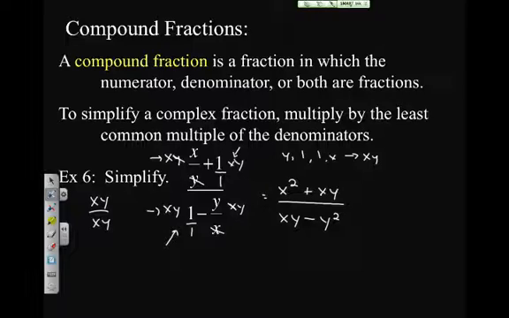The only other thing we can do is notice on the top we can factor out an x, and we have x plus y left over. On the bottom we can factor out a y, and we'd have x minus y left over. That's not a bad idea to do just in case something might cancel, but in this case nothing does. So we just have x times x plus y over y times x minus y.